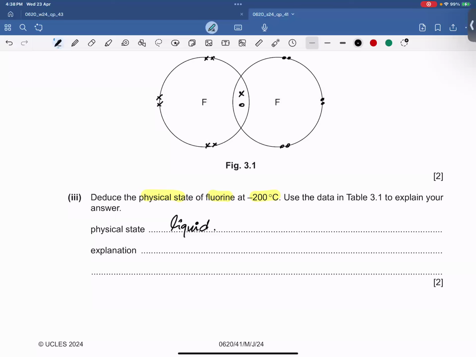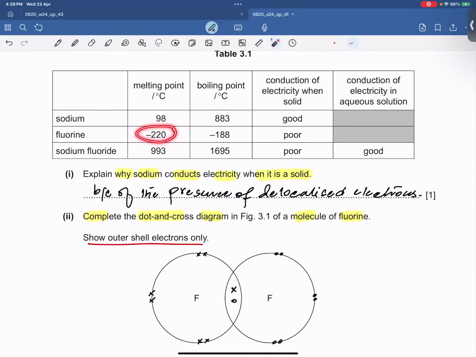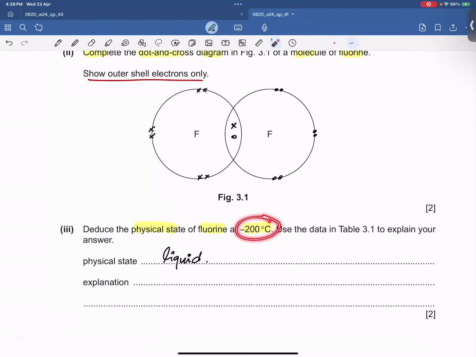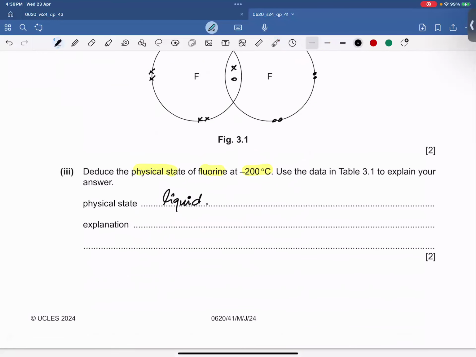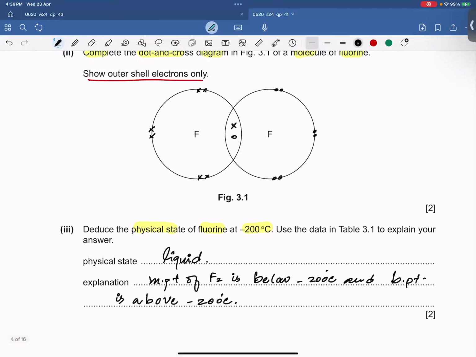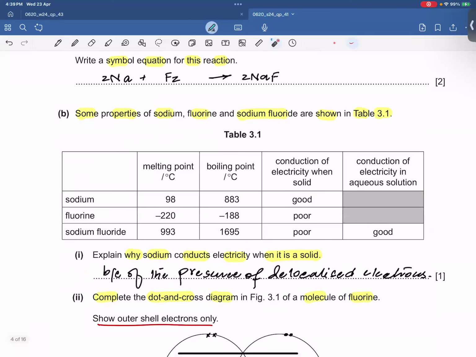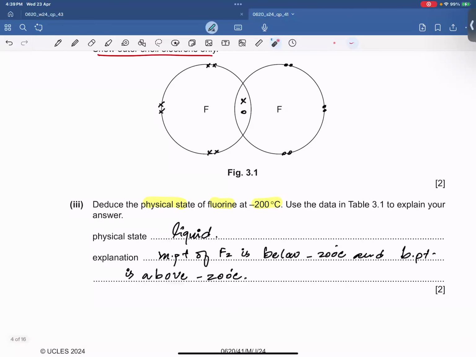Explanation. See, the melting point of fluorine is minus 220, right? So at minus 200, which is above the melting point, it's going to be liquid. So now you can also say minus 200 is greater than minus 220. The melting point of fluorine is below minus 200 degrees Celsius, and the boiling point is above minus 200 degrees Celsius. Look at the melting point, minus 220. Look at the boiling point, minus 188. So the temperature exists between these two, which means it has to be liquid.